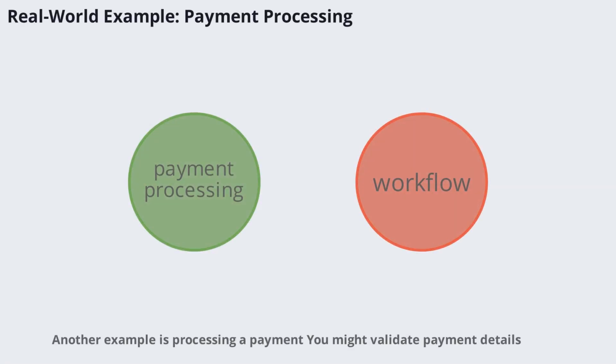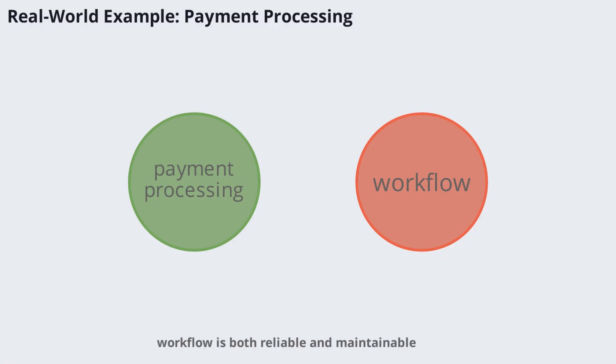Another example is processing a payment. You might validate payment details, process the transaction, and send confirmation, each in a different context using withContext. If any step fails, the exception is propagated to the parent coroutine, where you can handle it globally. This approach ensures that your payment workflow is both reliable and maintainable.